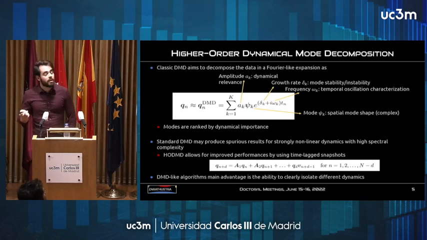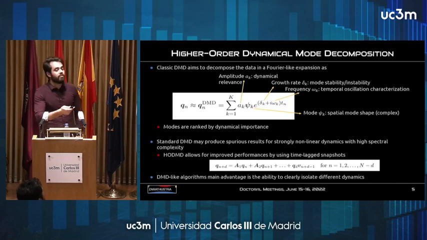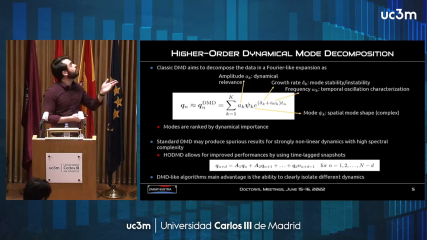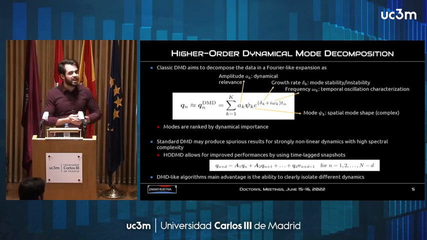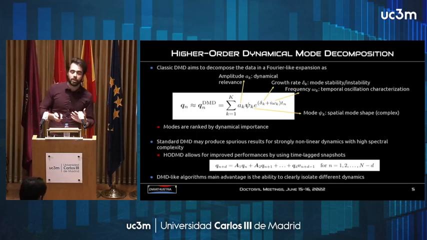But classic DMD usually provides spurious results, because whenever you have data which are strongly nonlinear with high spectral complexity, you will have some results that are spurious, meaning not physically meaningful. So higher order dynamic mode decomposition allows for improved performance by using time-lagged snapshots so that you can fill up the missing gaps in your spectral complexity. The main advantage of this technique in particular is that it allows you to decompose different dynamics so that you can rebuild them singularly.